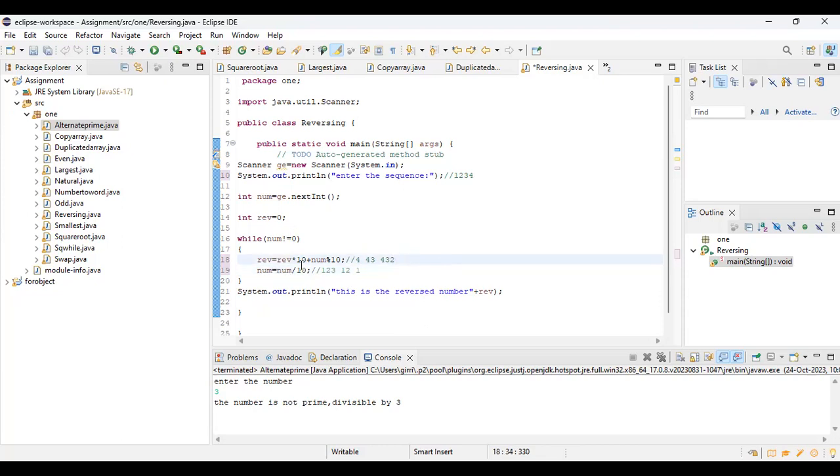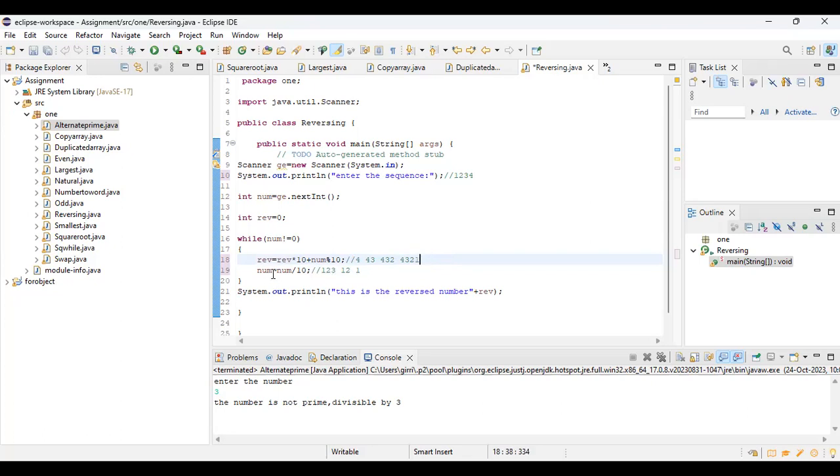And here the reverse value is equal to 432. So therefore 432 into 10 is 4320, plus num modulo 10. So here we know that it is 1, and as it cannot be divided further, we write it as it is. Therefore this will be 4321.